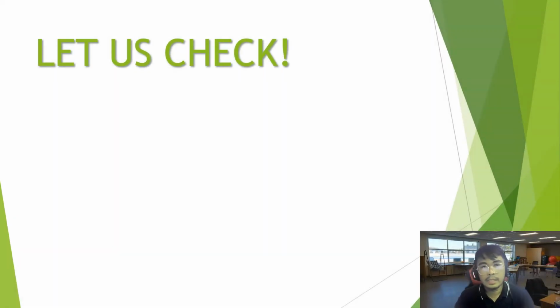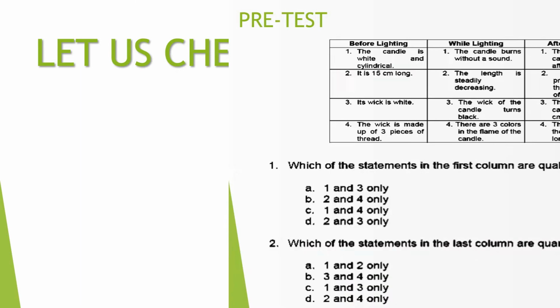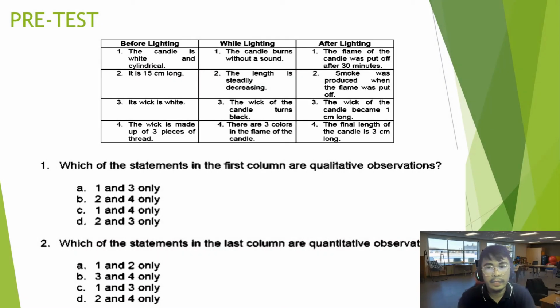So let us now check your answer if you got the correct answer in every item. So you may check your own paper, please. For number 1, the answer is letter A, 1 and 3 only. For number 2, the answer is letter B, statements 3 and 4 only.